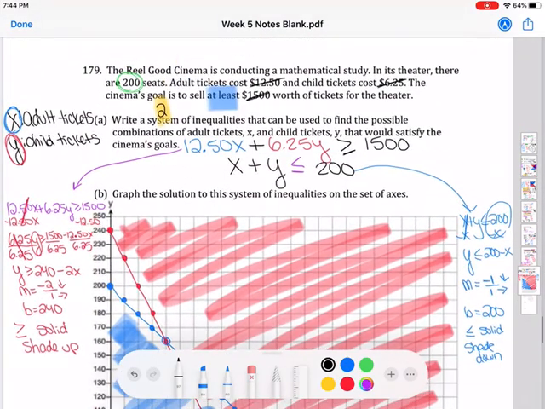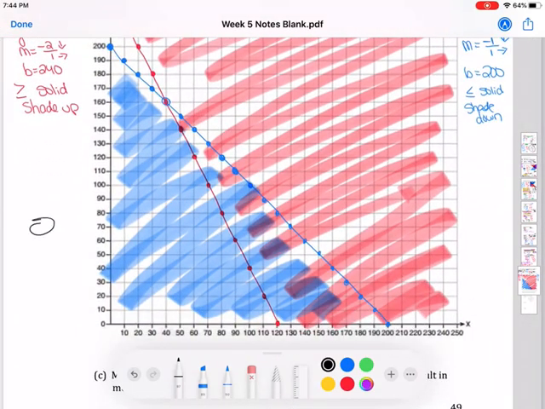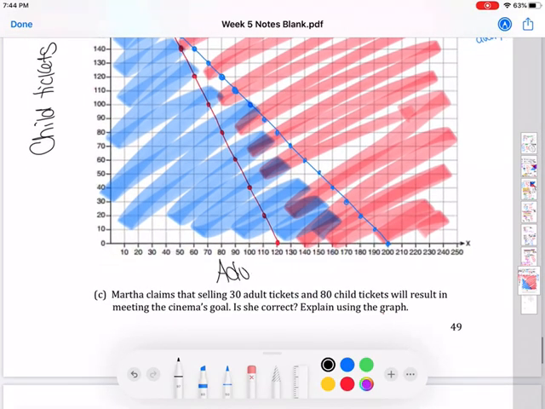Just to help organize this graph a little bit, I'm going to label it. Remember up here we said that X was adult tickets and Y was child tickets? I'm going to put that on my graph. So my Y-axis is child tickets and my X-axis is adult tickets. Knowing which one is which, specifically when just looking at the graph, will help with the next part of this question.